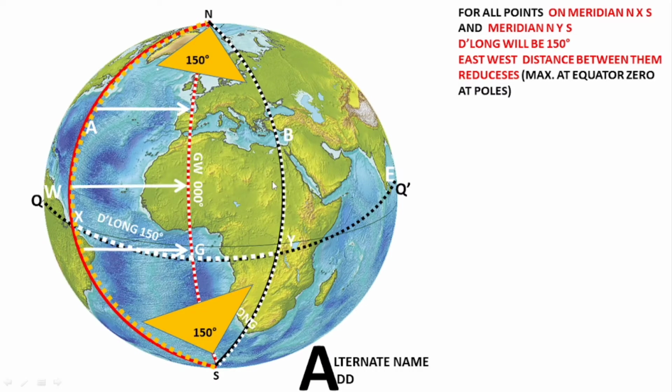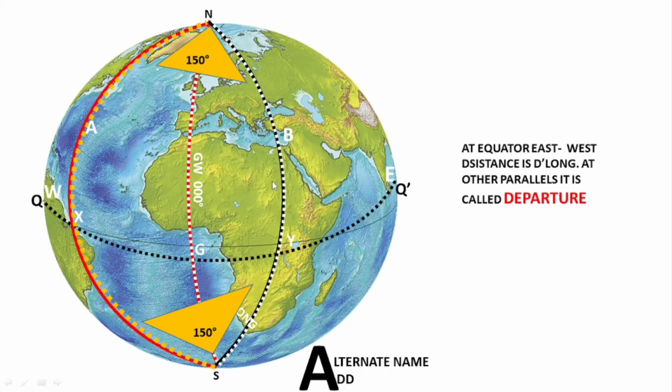At the equator, we call the east and west distance the D.LONG also. And at the rest of the places, we call it departure. Of course, at the equator, departure and D.LONG are the same. If I call it departure at the equator, I won't be wrong. But the only thing you've got to understand is that departure at the equator is also the D.LONG.